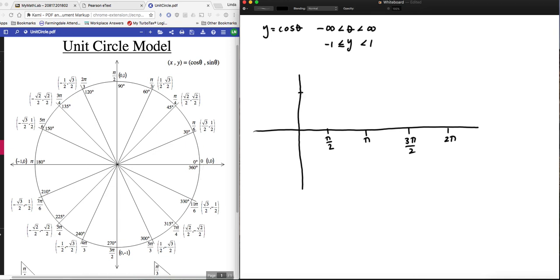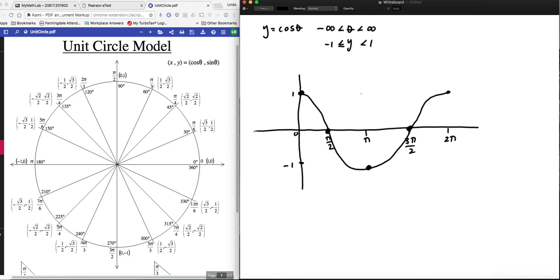So if I transfer these points over here to my xy axis, when the angle is 0, cosine is 1. When the angle is pi over 2, cosine is 0. At pi, cosine is -1. At 3 pi over 2, it's 0 again. And at 2 pi, it's back at 1. All right, so what I get is this kind of, apparently I'm better at drawing cosine curves than I am at drawing sine curves. I get that shape there.